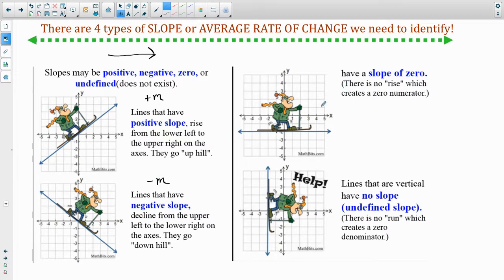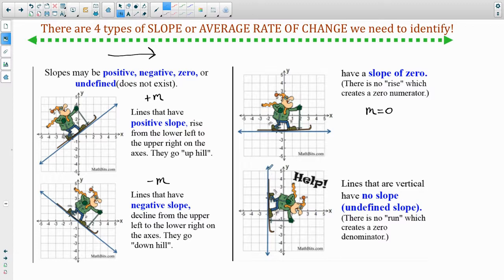Now, if skiing Sam gets to a part of the ski area where he's not going up or down, but he's still skiing horizontally, we call this slope equal to zero, right? It's not going up, it's not positive, and it's not going down, it's not negative. He could still ski by pushing off and go perfectly horizontal, and that is a zero slope.